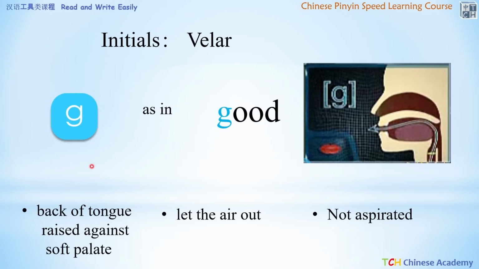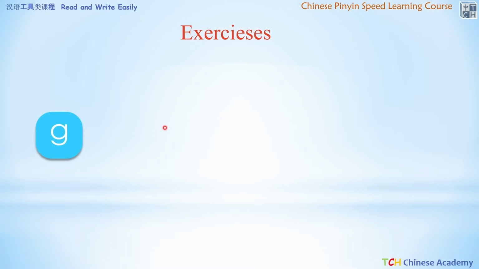Well, let's do some exercises with G. The first one is gei. The initial is G, and this EI is the final. It's pronounced like the letter A, in the third tone. So together, gei, 给. That means to give.